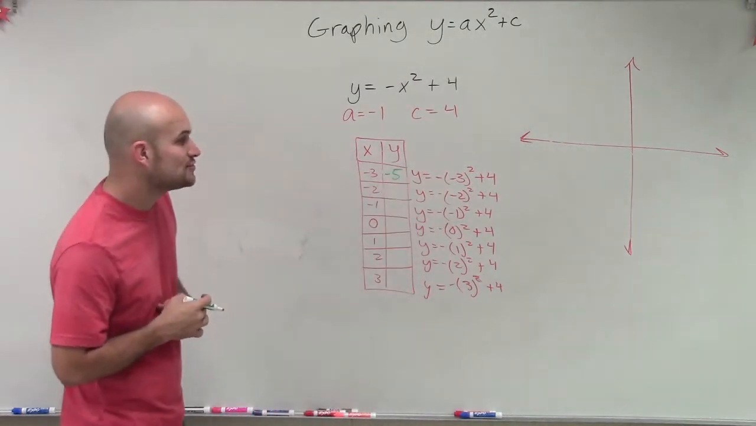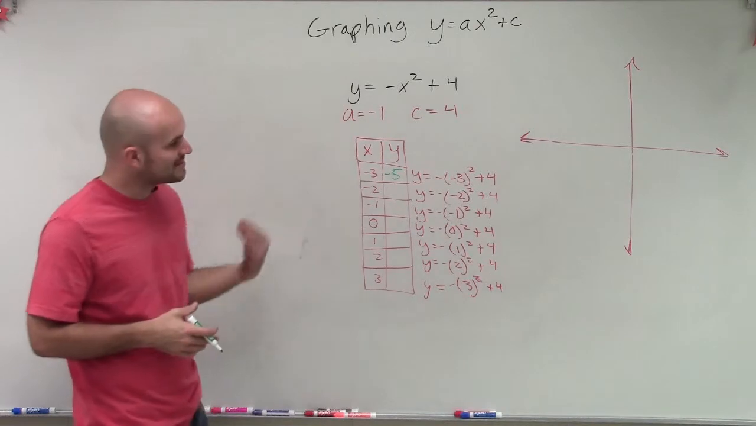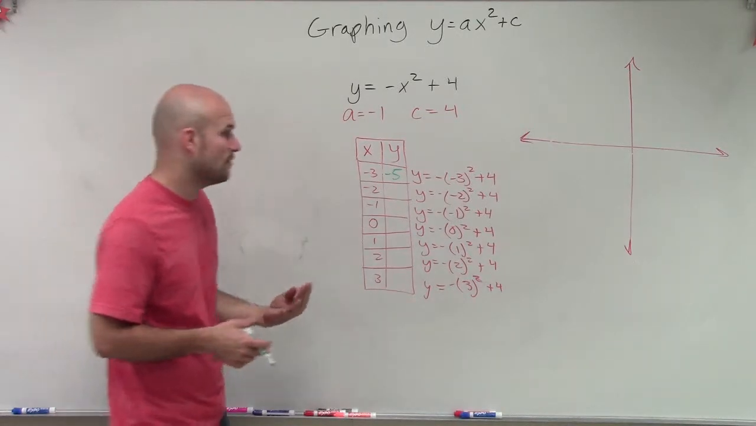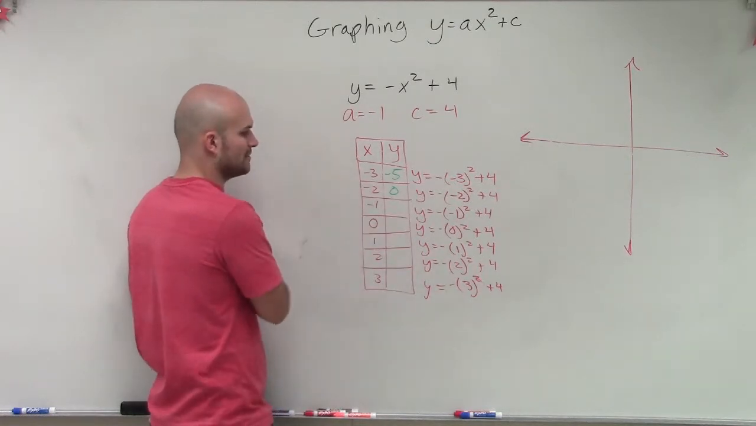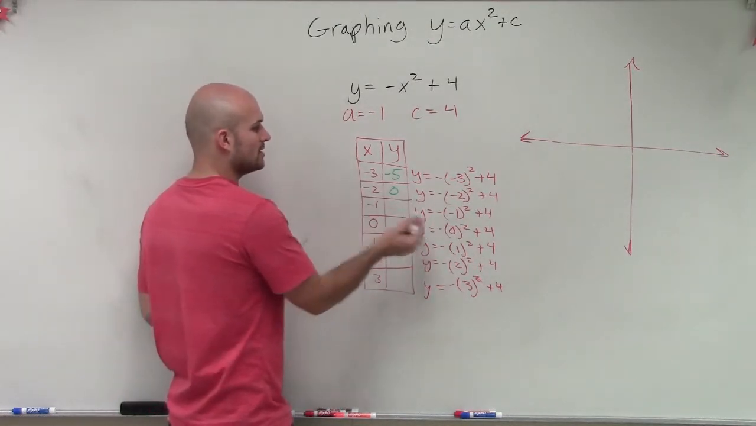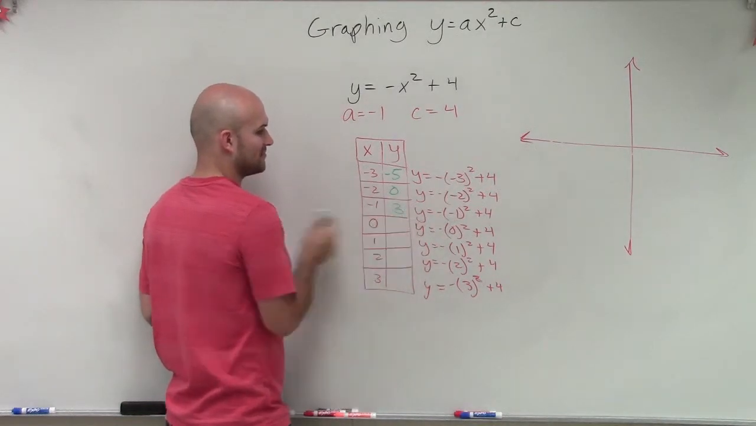Then we have -2 squared, which is +4. +4 times -1 is now -4. -4 plus 4 is 0. Then we go to -1. -1 squared is 1. 1 times -1 is -1. Plus 4 is now going to be +3.